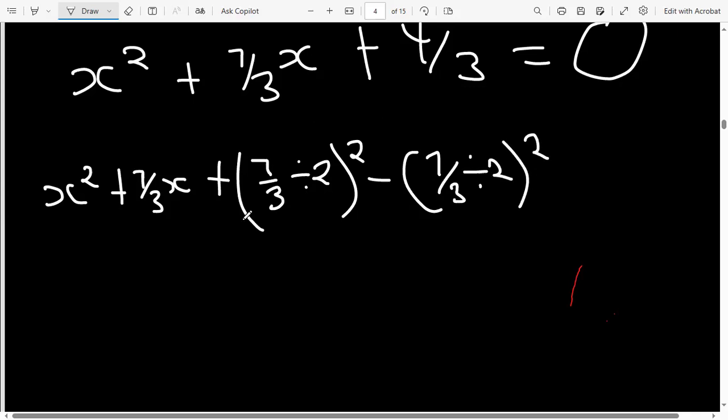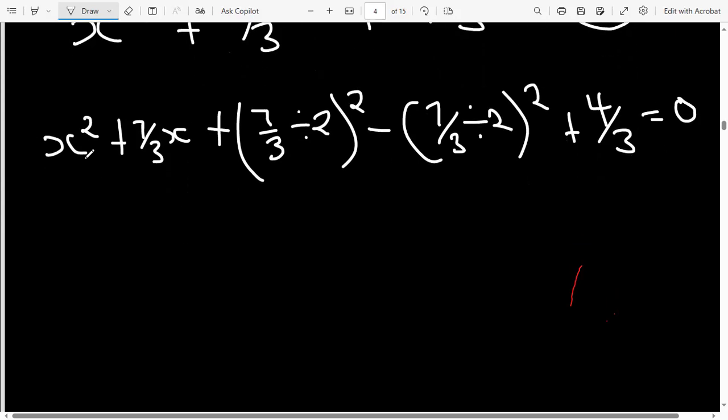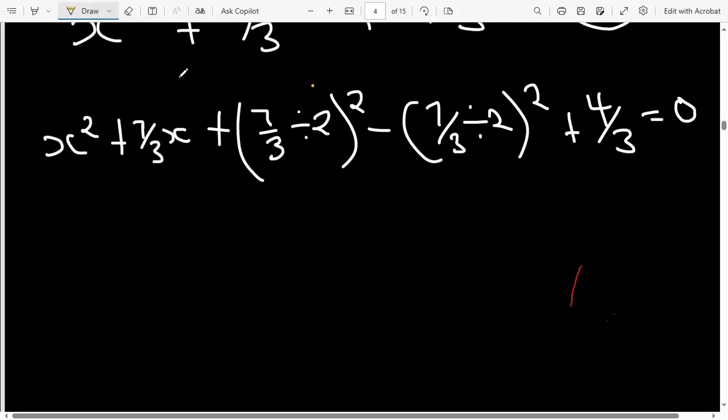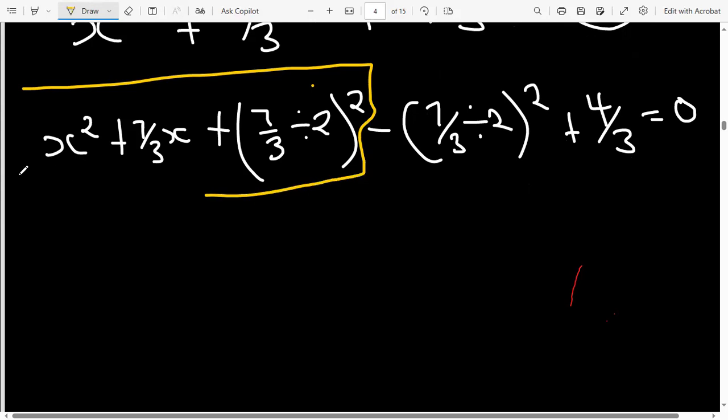Okay, so we've created our special 0 here, and then we can add this now plus the 4 over 3, and this will give us what? 0. Okay, and then from here, we realize that these 3 terms here create what we call a perfect square, right? I'm sure I remember. So these ones here form what we call a perfect square.